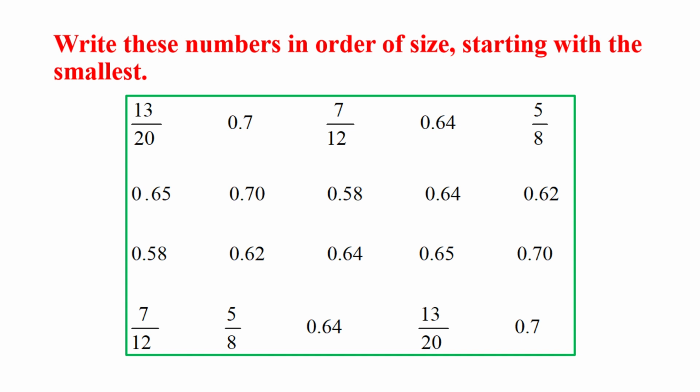Now, let's convert 5 over 8. Dividing 5 by 8 results in 0.62. Finally, we already have 0.7 and 0.64. Now, let's list them in order from smallest to largest. So, our ordered list is 7 over 12, 5 over 8, 0.64, 13 over 20 and 0.7.